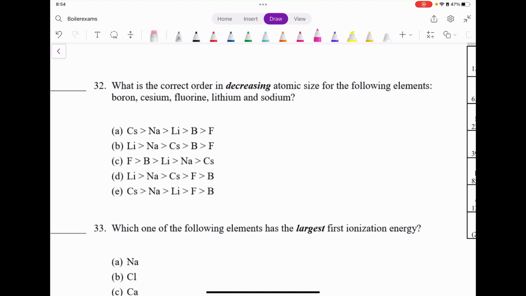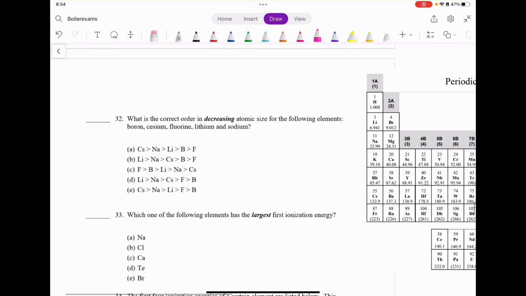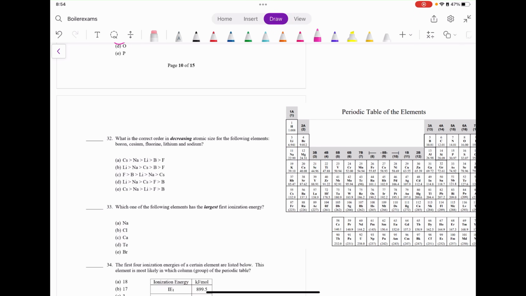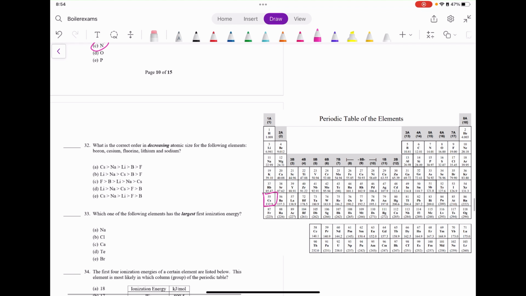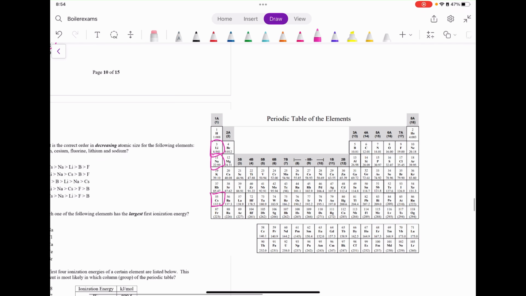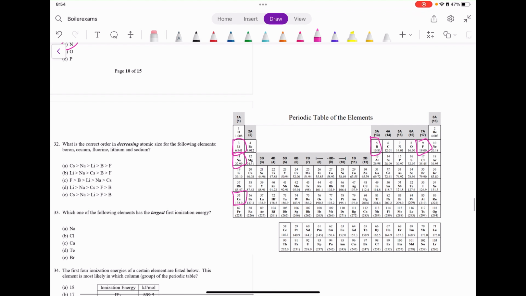32. Which is the correct order in decreasing atomic size for the following elements? And they give us some choices. So let's find these on the table. Cesium down there, that's pretty massive. Sodium, lithium, boron, fluorine. Is that everything? Looks like it. Okay, they want decreasing atomic size. If you just remember purely from memory, atomic size goes this way, so smaller stuff points up there. Fluorine is the small one.